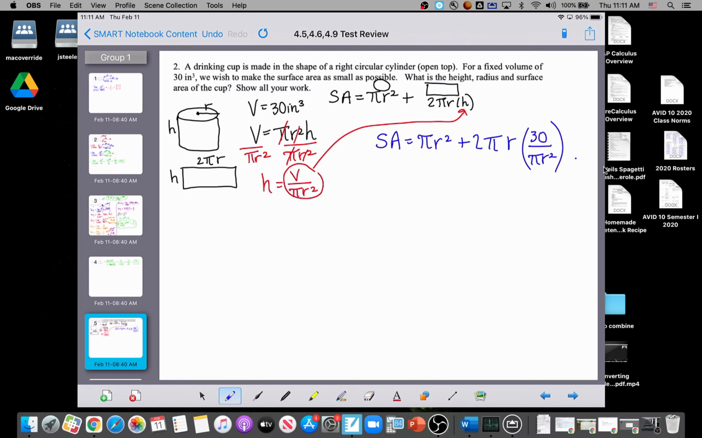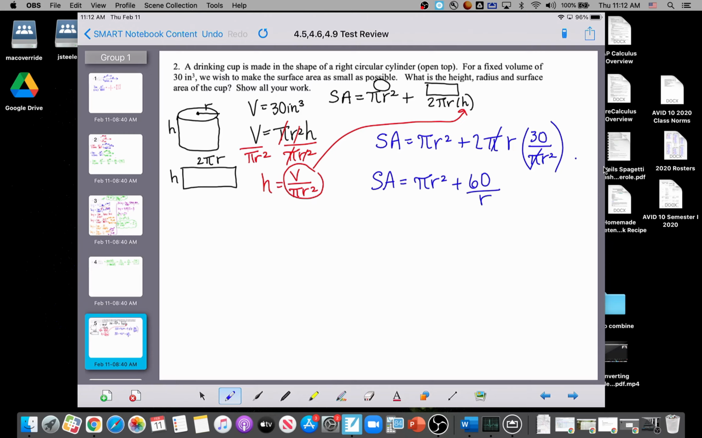And then I can do some simplifying. So my surface area equation will be pi times radius squared plus 2 times 30, all in my numerator, is going to make 60. Oh, actually I don't still have my pi. Over here, the pi and the pi will cancel. And then I have r over r squared. So this term is just going to become 60 over r when I simplify that. So that's a much simpler equation for my surface area.